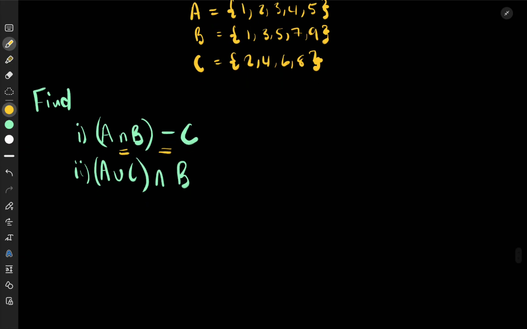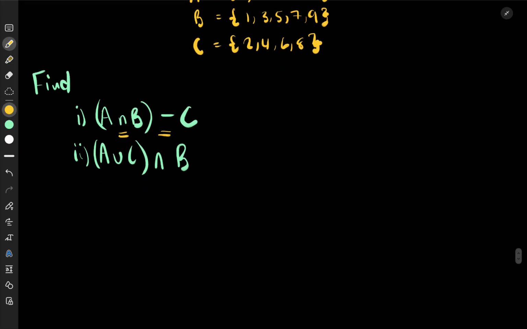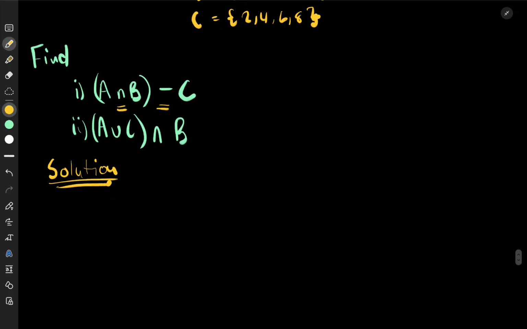What do they do to us? When you have brackets, the idea is always to start with the things inside the brackets and you can find any solution you want. So the solution for these questions would be, let's do part I. It says, find (A intersection B) minus C.